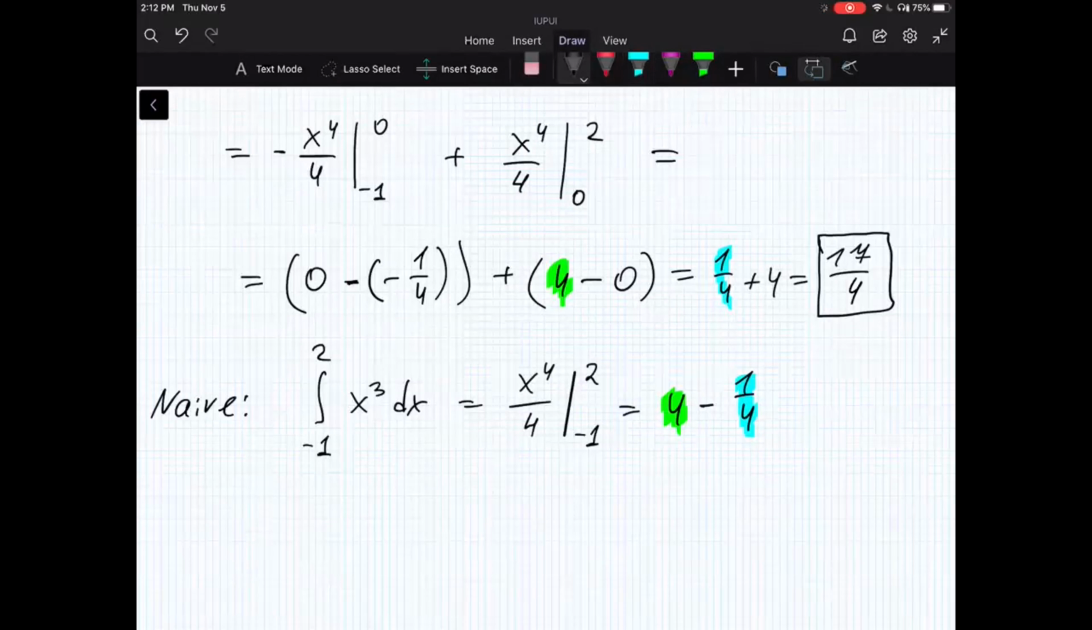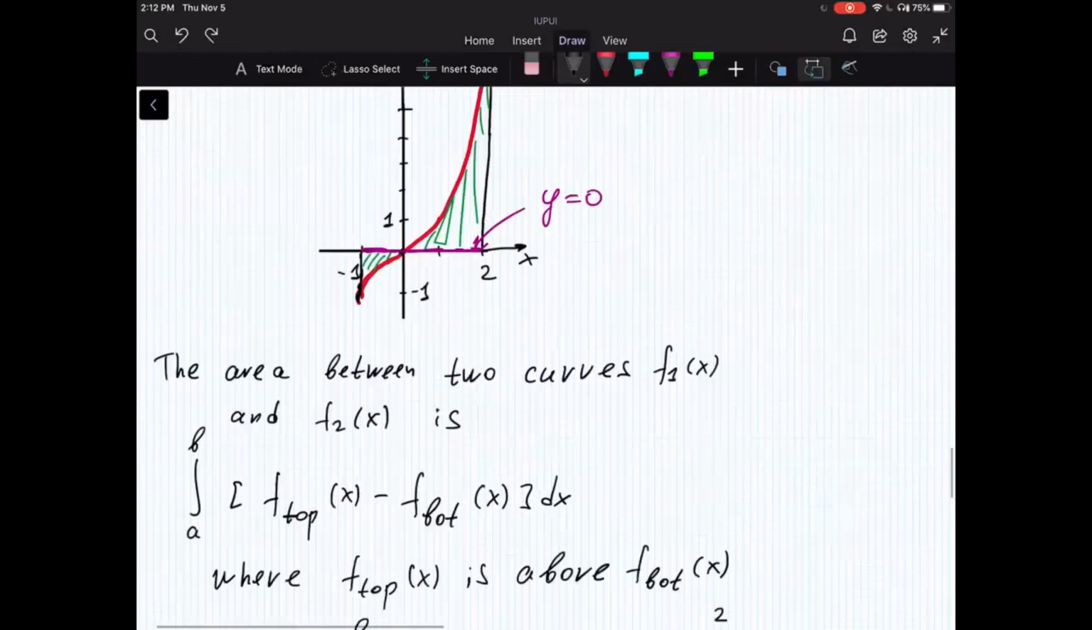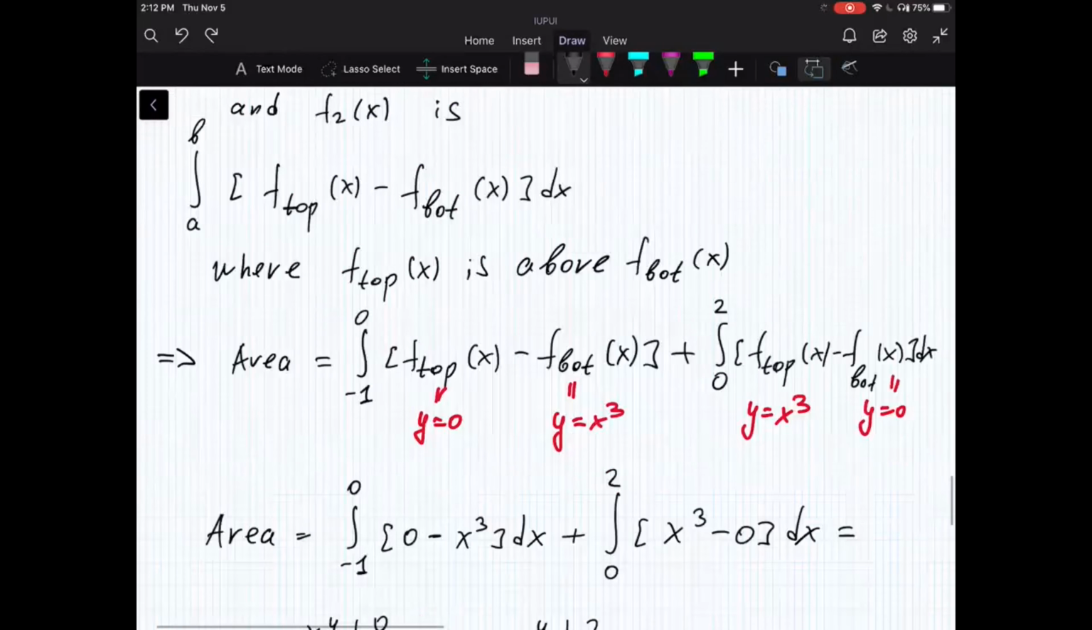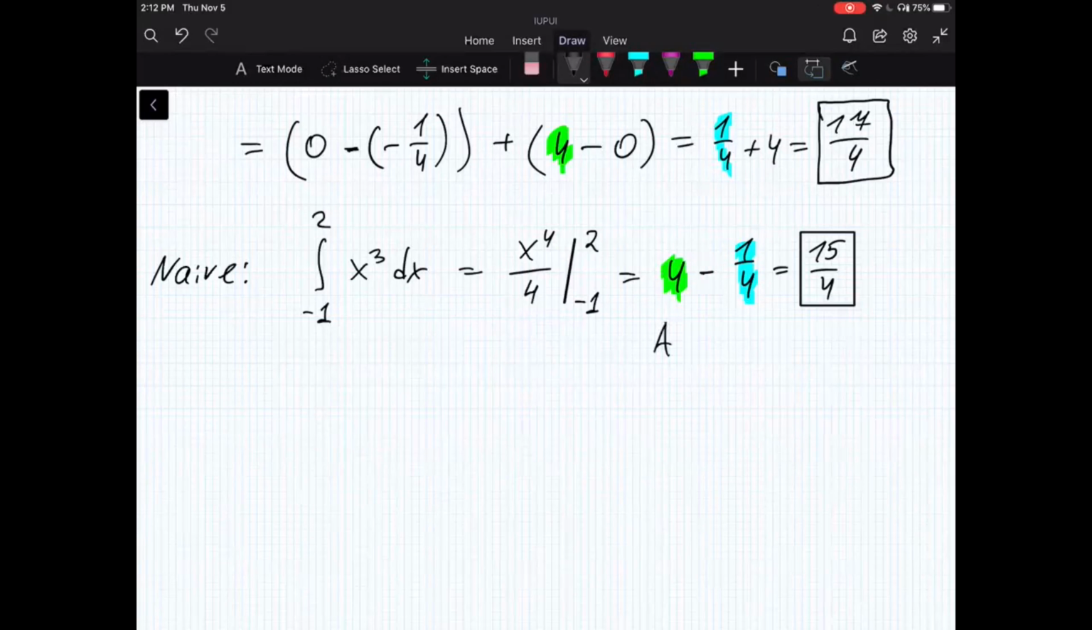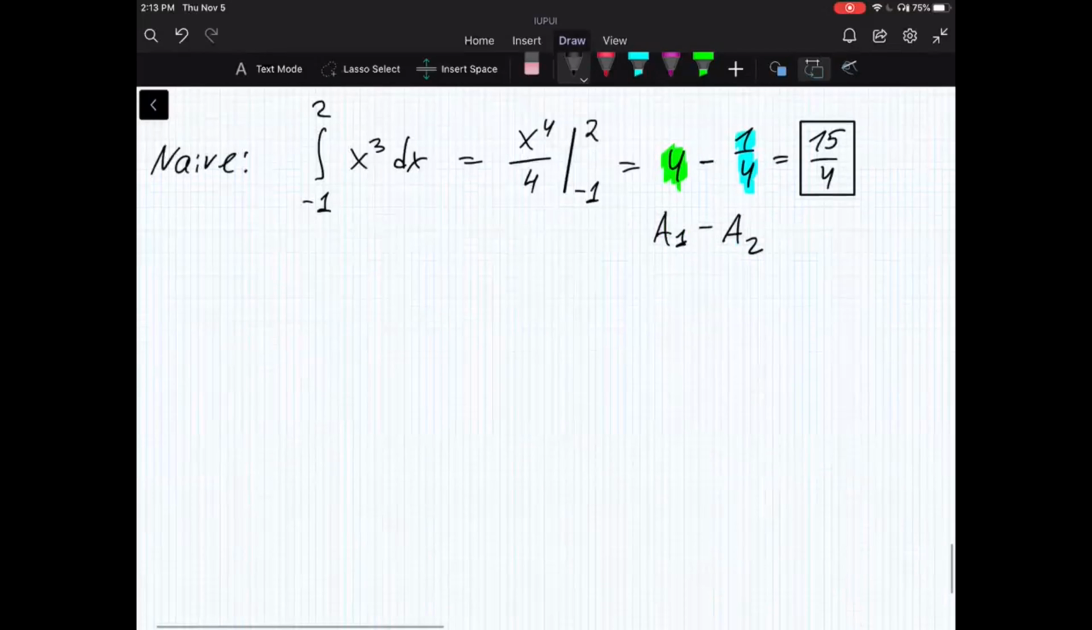So I obtained 15 over 4, which is of course not the same, but it still has the following meaning, that it is this area with plus and this area with minus. Sometimes it's also useful, but it's not about the area under the curve. So it is A1 minus A2. Okay, and sometimes you don't have limits of integration and you need to find them.